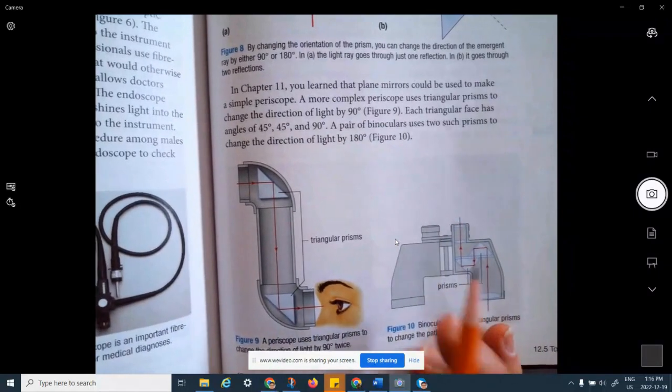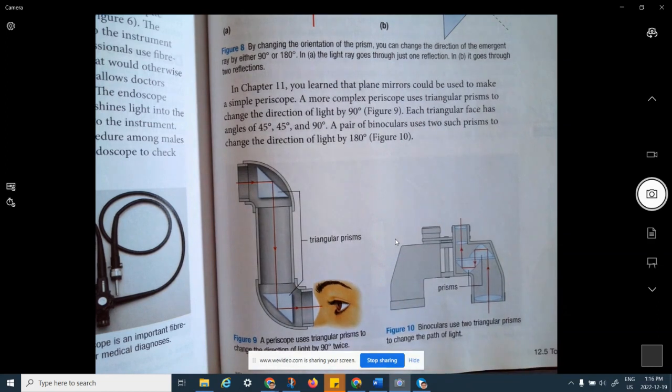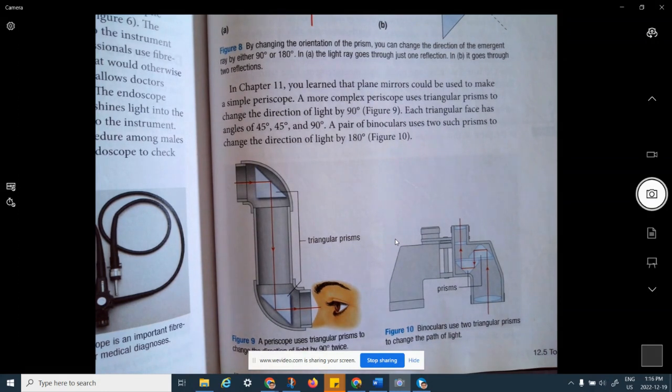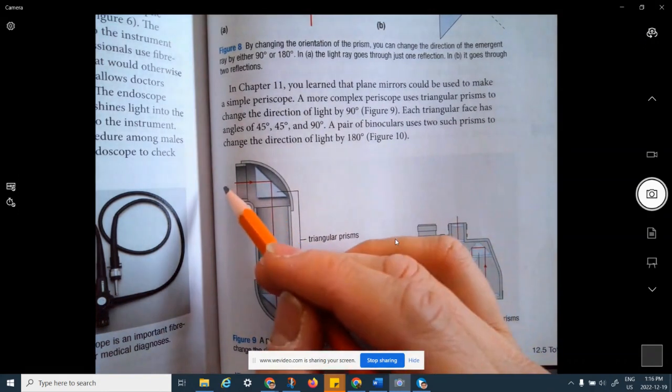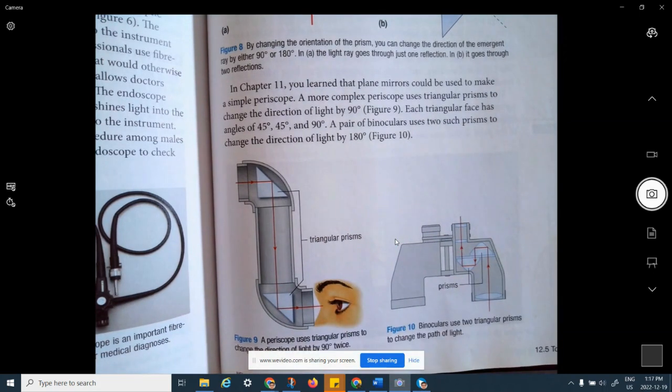Like in a submarine. Or did you learn about World War I trench warfare? When did you learn it? A month ago. Okay, so for those of you currently in history, in trench warfare, if you want to look out of your trench but don't want your head shot off, use a periscope. In this case, the light will go here, hit the prism, bounce down, hit another prism, and go on here.